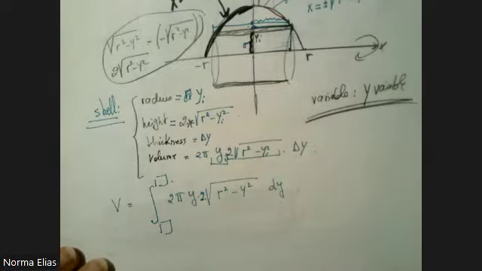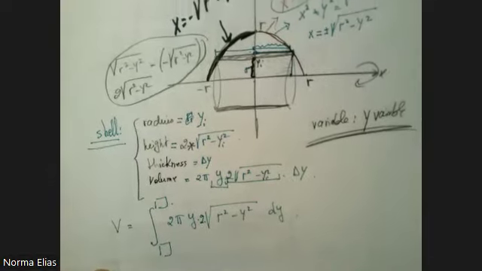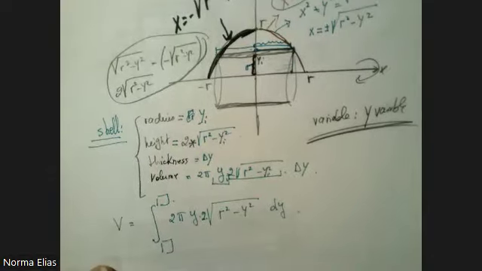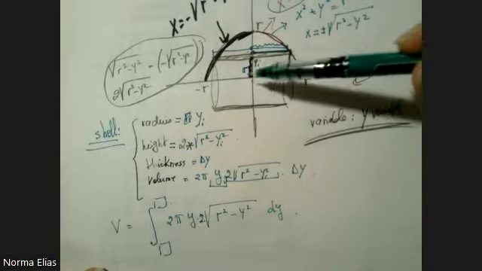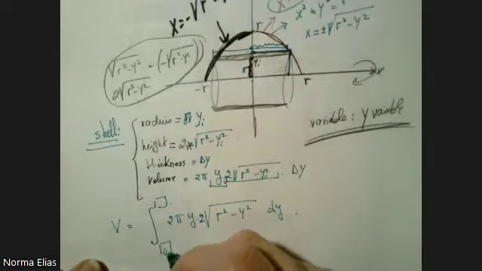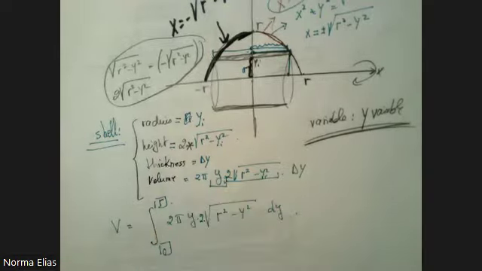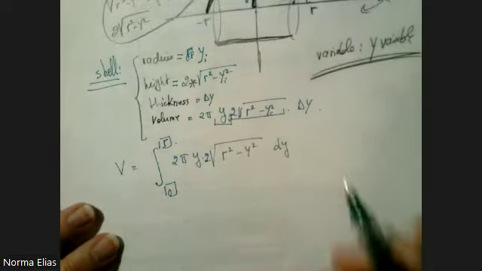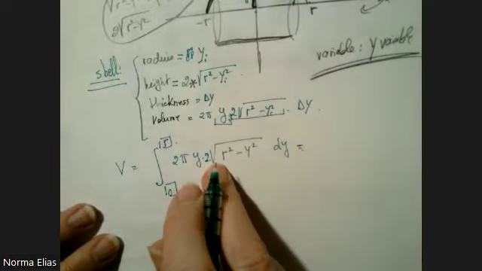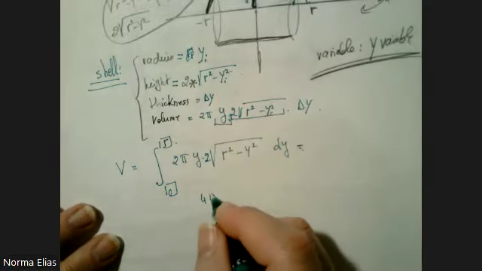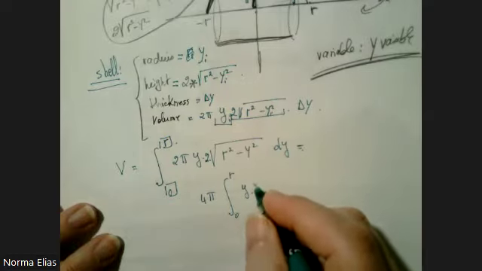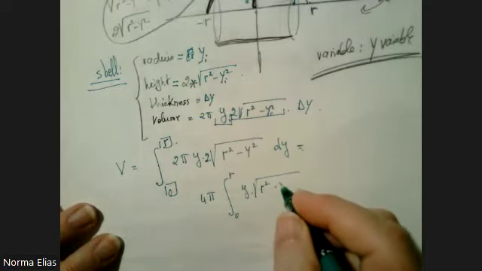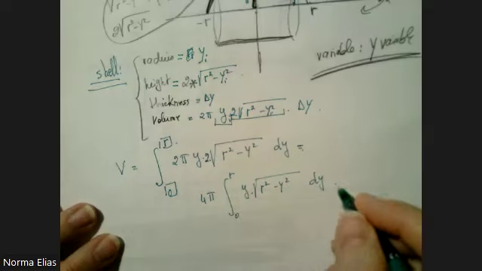All right. What are the limits of integration? Is it 0 to r? Absolutely, 0 to r. Now the problem is practically done. 2 and 2 would give me 4 pi, integral from 0 to r. Don't let r scare you at all. y times square root of r squared minus y squared dy.